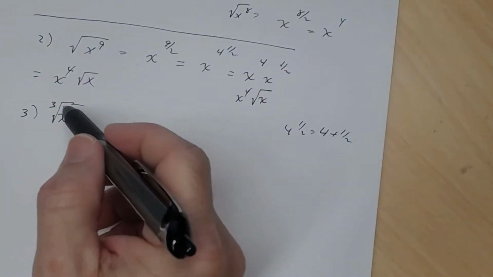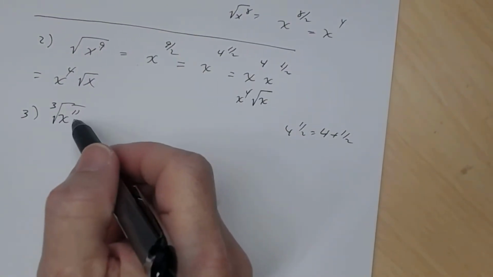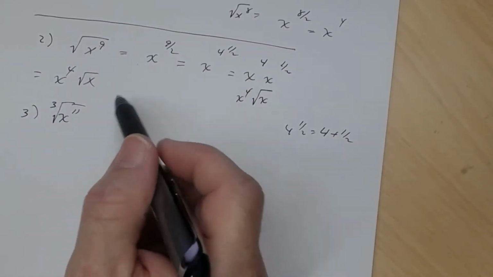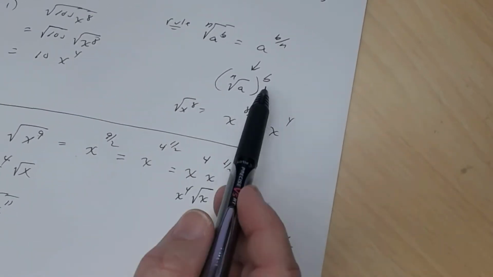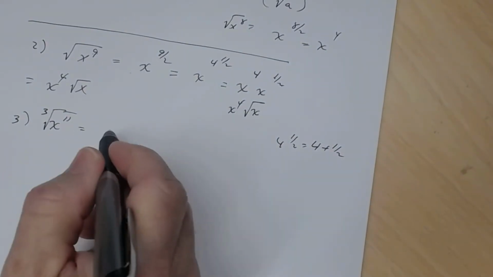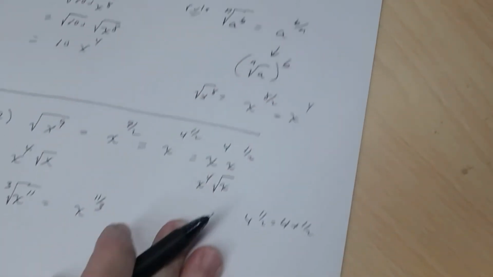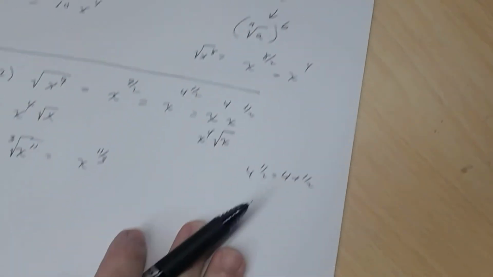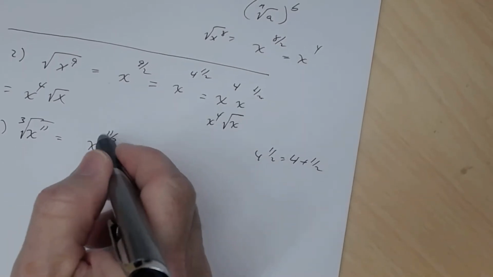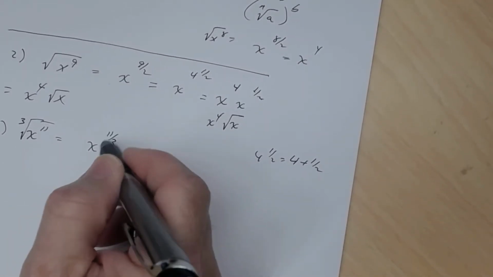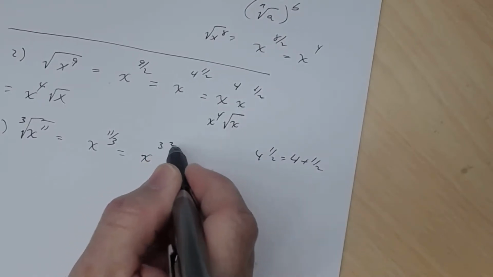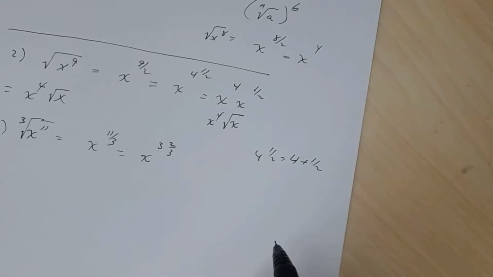Okay. All right. So let's use the rule here. We're changing a radical to a rational exponent first. So this becomes x to the 11 divided by 3. Remember, you're just using this. So your index is your denominator, your exponent is your numerator. Now, rewriting this as a mixed number, that becomes x to the 3 and 2/3.